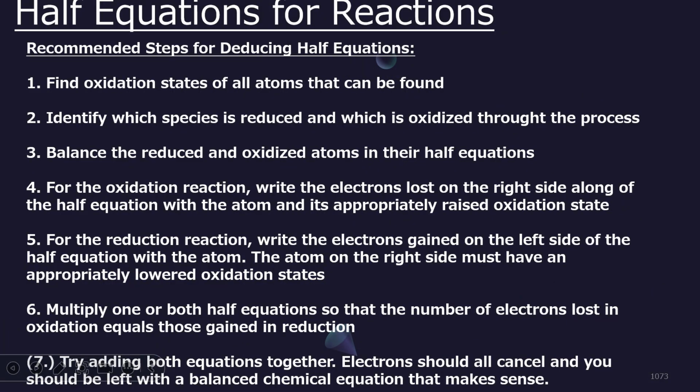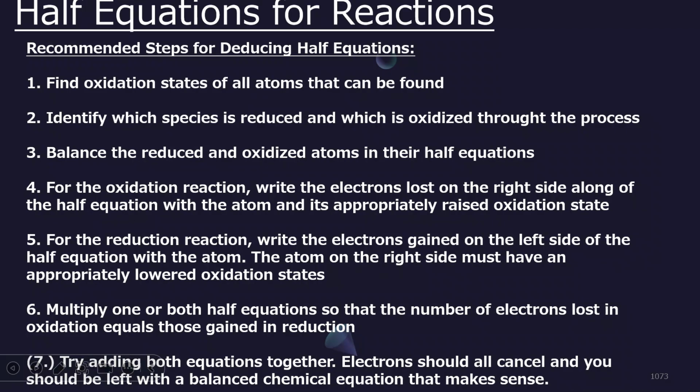So there are some rules for how to go about finding these half equations. First, you have to find out what is oxidized and reduced. To do that, you need to consider the oxidation states of all atoms in your whole equation. So find the oxidation states of any atoms that can be found, then identify which species is reduced and which is oxidized through the process. Reduction will be getting more negative, oxidation will be getting more positive. So identify those and identify where the electrons must be going. They go from the thing that is oxidized to the thing that is reduced.